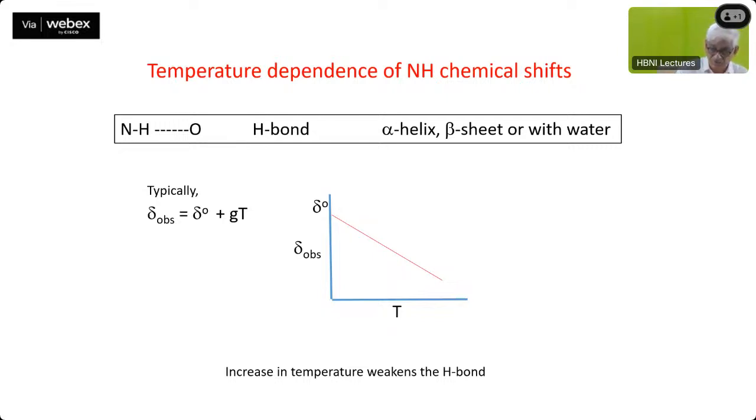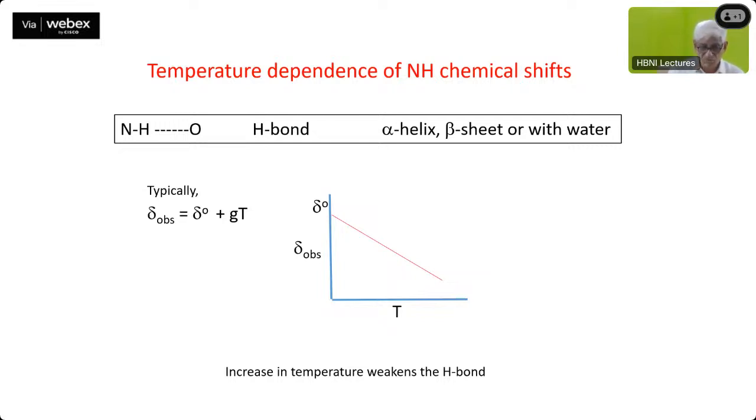This is what you will normally expect. You measure the chemical shift of the amide protons and record it as a function of temperature, and you will find that normally it should be a straight line like this. An increase in temperature weakens the hydrogen bond, and that's why the chemical shift will go up, an upfield shift.